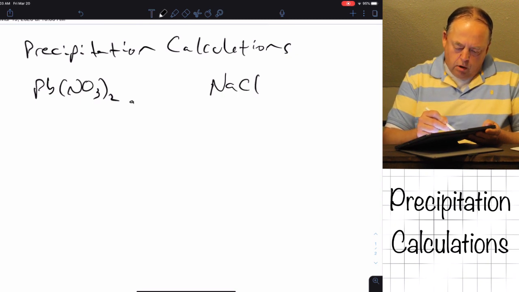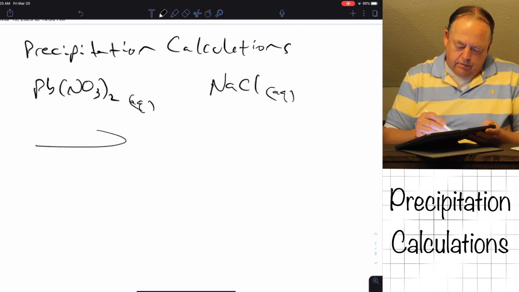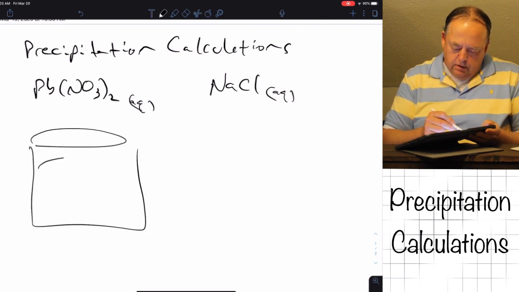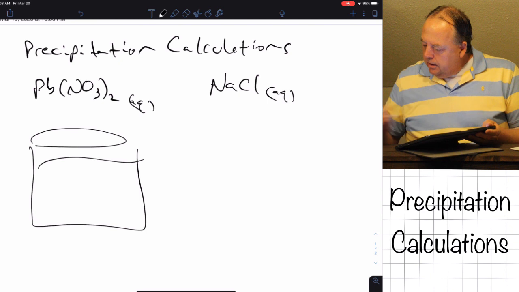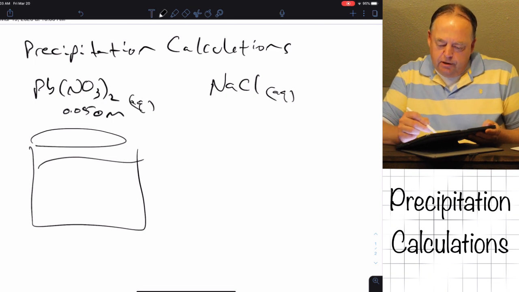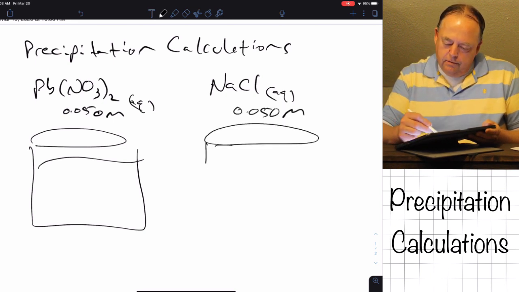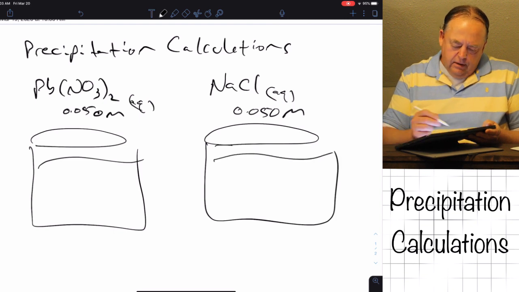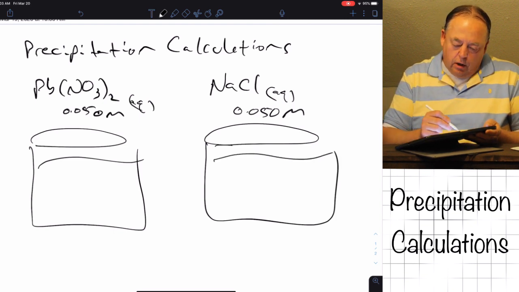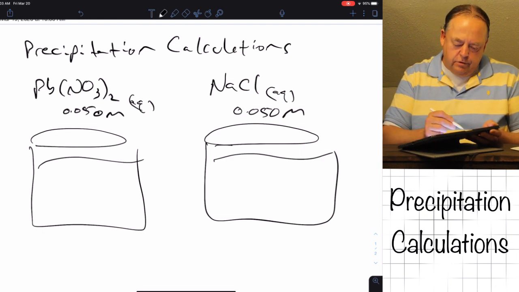So if we put these in water in their own separate beakers, and let's see, we make a 0.05 molar solution of lead 2 nitrate and a 0.050 molar solution of sodium chloride. So the point is they totally dissolve. Lead 2 nitrate and sodium chloride totally dissolve under these conditions.